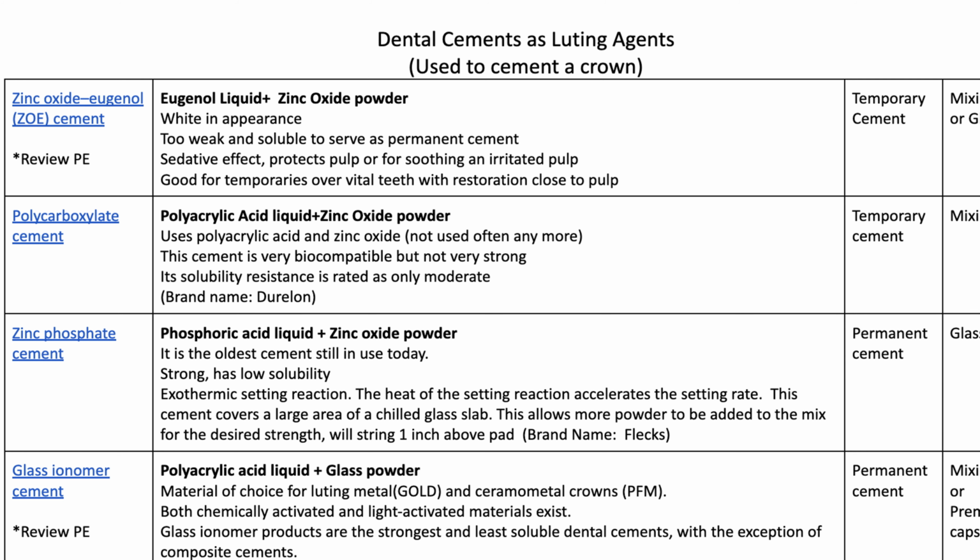Vital teeth means that they're alive, that the pulp chamber is live and functioning and healthy. Non-vital is something where the patient has a nerve that's dead. Or it's also great for a restoration that's close to the pulp.